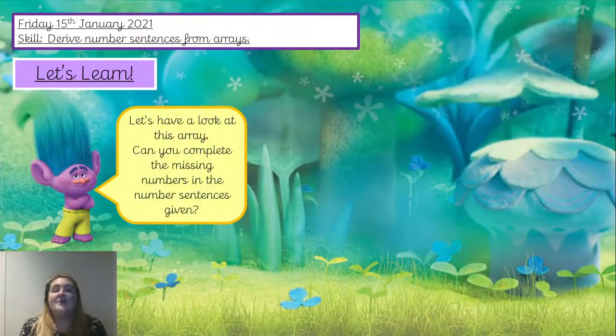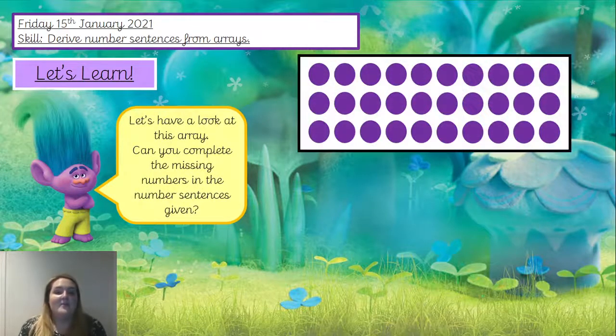Okay, we're going to have a look at another array now. So we're moving on to our 10 times tables. And again, I'd like you to help me complete the missing numbers in the number sentences you have been given.